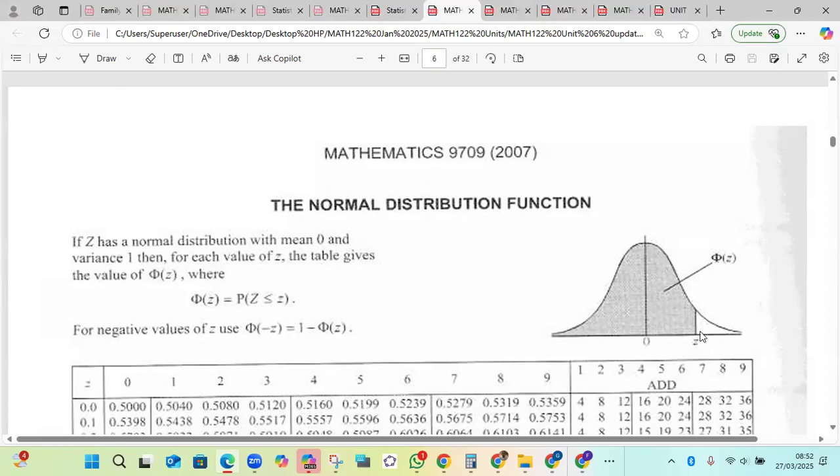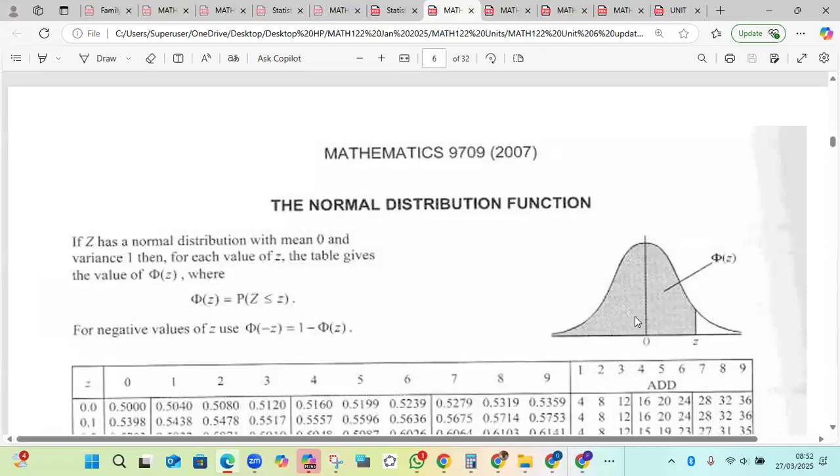That would be like a tail. I call this a big chunk, and this a little tail. So phi of negative z is like finding a tail. The left tail is the same as the right tail. So if you want to find a little tail, you find the big chunk and subtract from 1, and it will give you the tail. So basically phi of negative z is a tail.